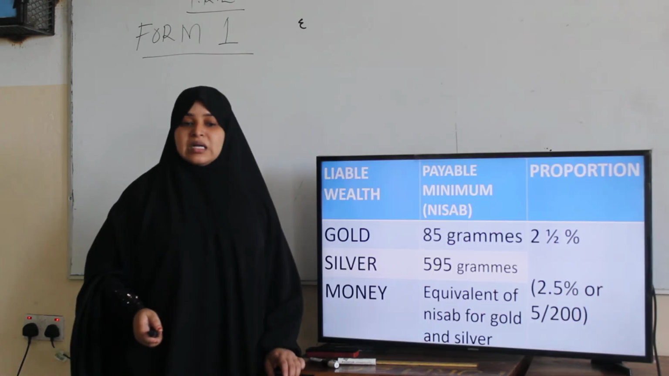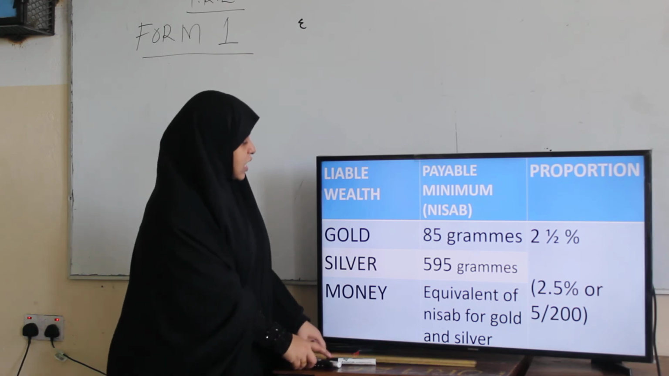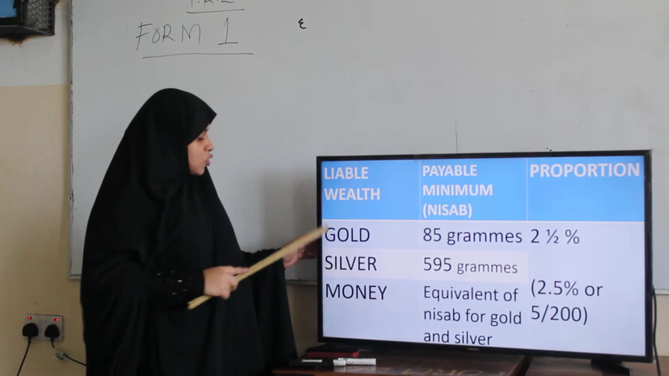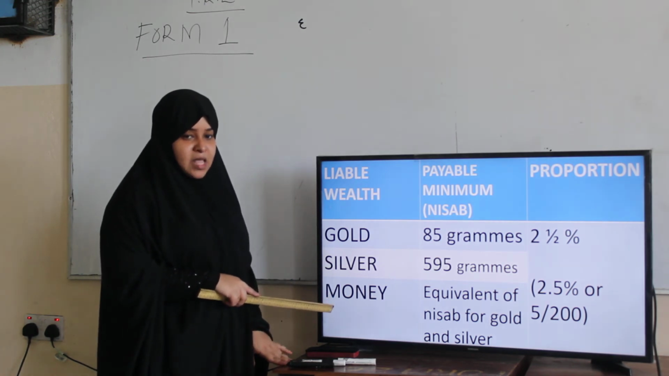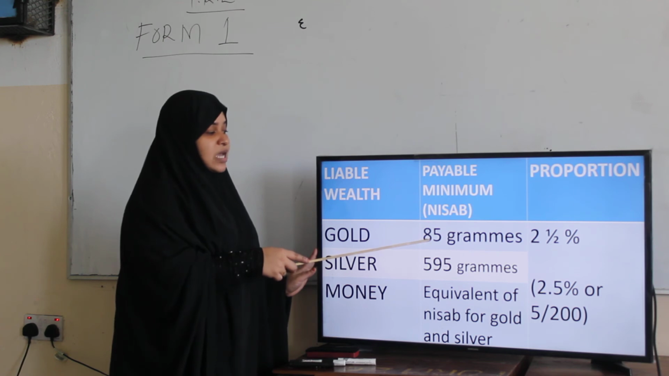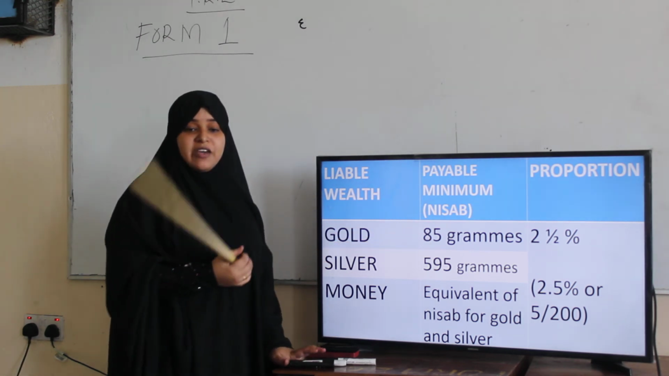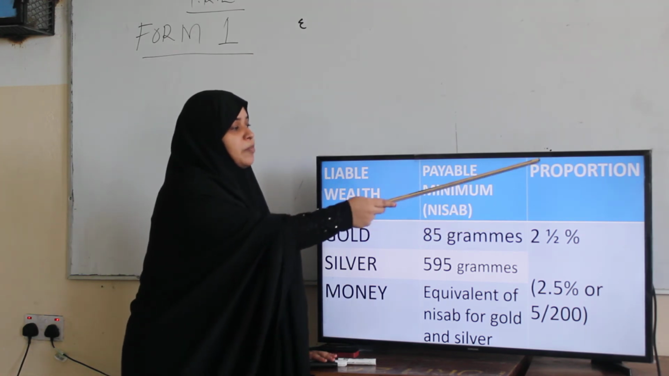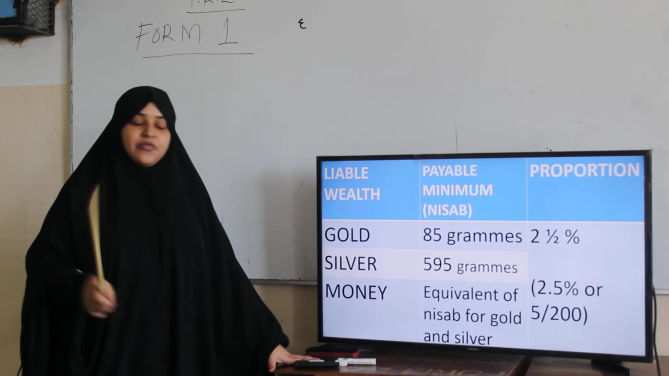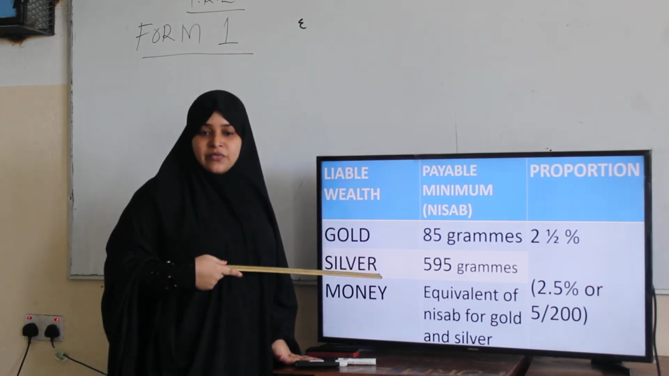So let's look at this table. We have the liable wealth that you may own. We have gold, silver, and money. For gold, the payable minimum nisab is 85 grams. So if it has reached 85 grams, then the proportion is 2.5% of the gold that you have.